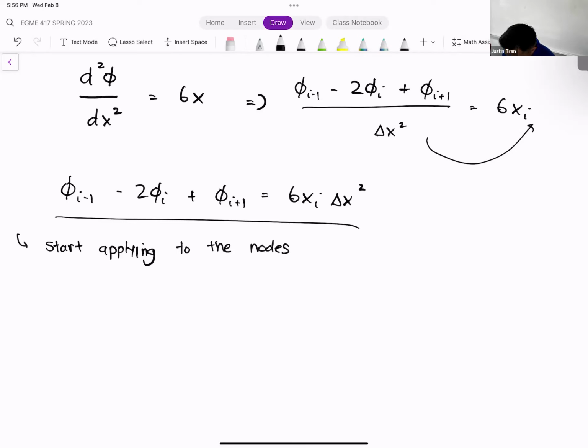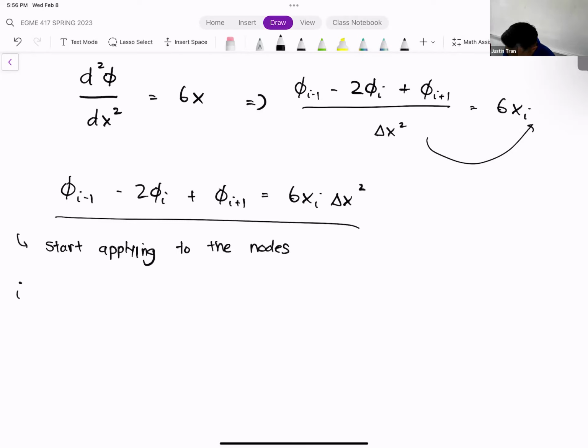Okay, so let's start with the first node in the system. The first node in the system is i equals 1. Remember, our first node has i equals 1, and that goes up to 6. So we start at i equals 1. Let's go ahead and apply our equation to this.